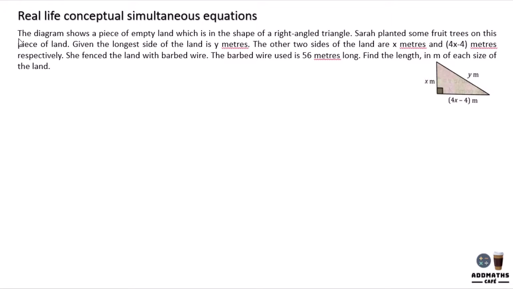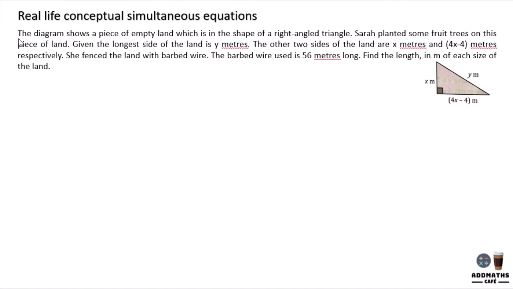Given the longer side of the land is y meters, the longer side is always the hypotenuse. And the other two sides of the land are x meters and 4x minus 4 meters respectively. So this is x, this is 4x minus 4. So we fence the land with barbed wire. The barbed wire used is 56 meters long. So this is the perimeter.